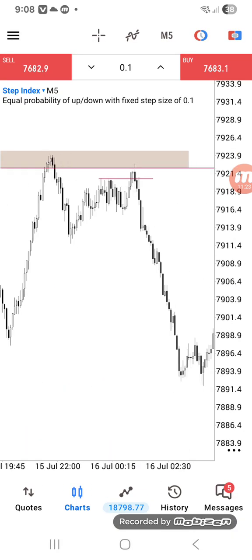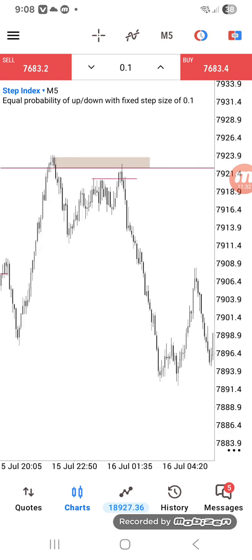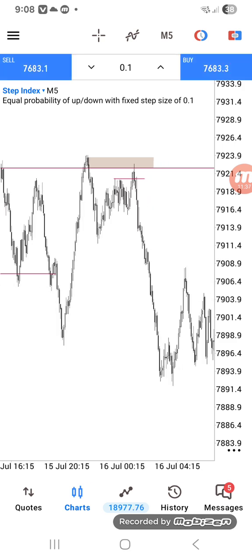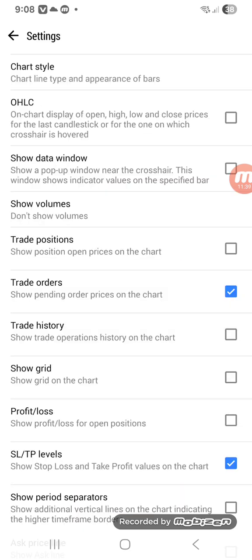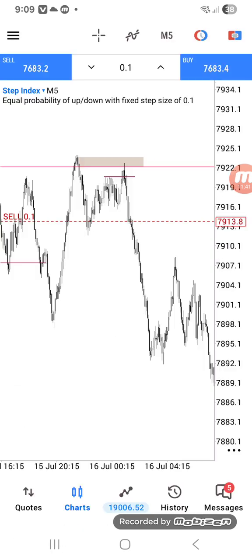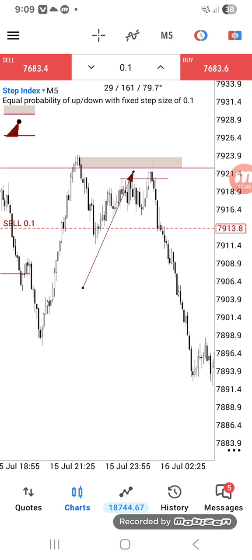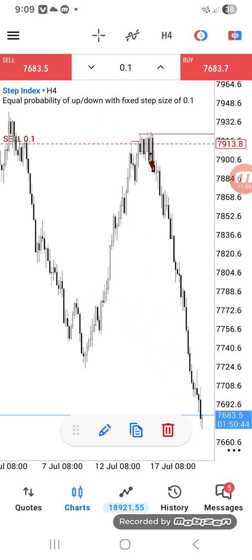So that's where I took my entry on this order block, 5-minute order block, and going downwards. But I was a bit late. Let me return now the positions. I was a bit late. I did not take my trade at this level. I took it a bit late, but the market didn't go back. It went down.